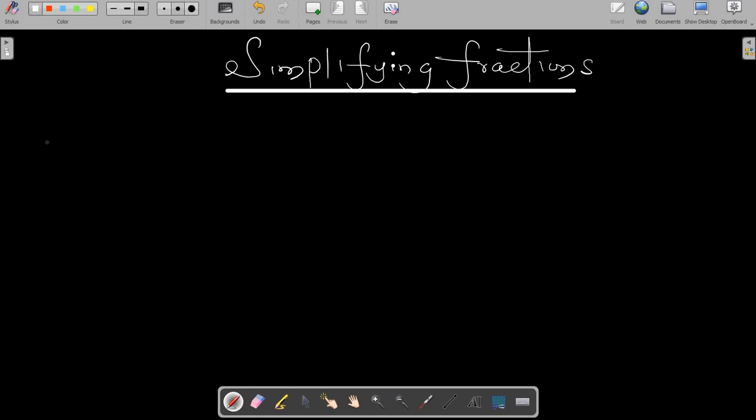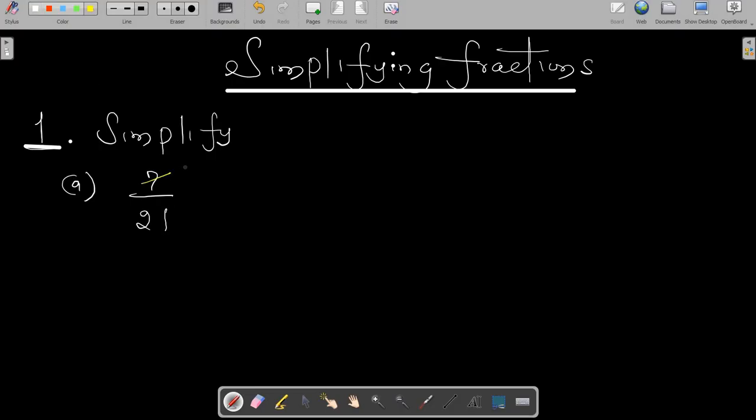Let me move on. Question 1. If you are asked to simplify, let's say we are given 7 all over 21. How do we tackle this? I noticed that 7 divides 7, giving 1, and 7 divides 21, giving 3. So the answer to this fraction in the lowest term is 1 all over 3.